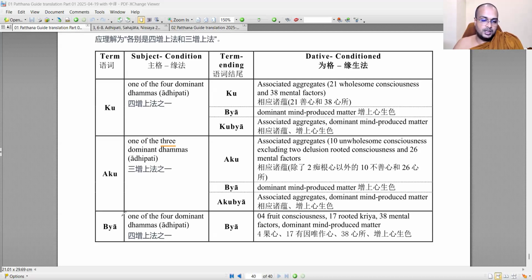And for the indeterminate terms, indeterminate supporting the indeterminate has one of the four dominant dhammas, because some of the indeterminate consciousness are associated with wisdom. So that's why we get the four here. And in the conditioned states, we have the four fruit consciousness and 17 rooted kriya, the functional rooted consciousness. The unrooted functional ones are not applicable here. And then we have the 38 mental factors and dominant mind produced matter.